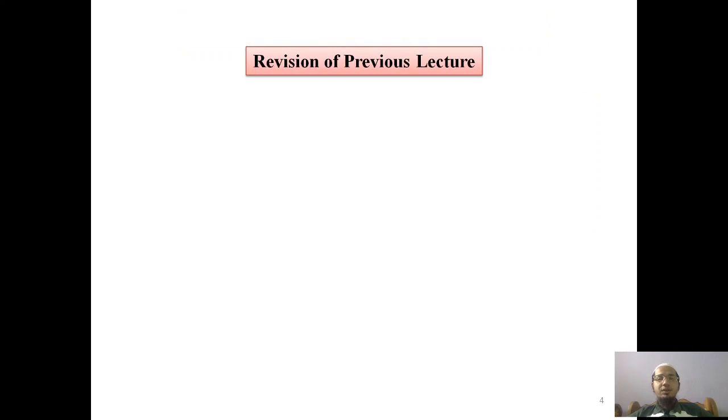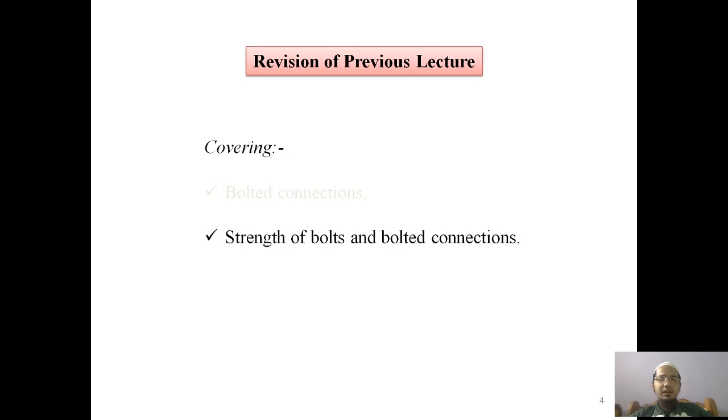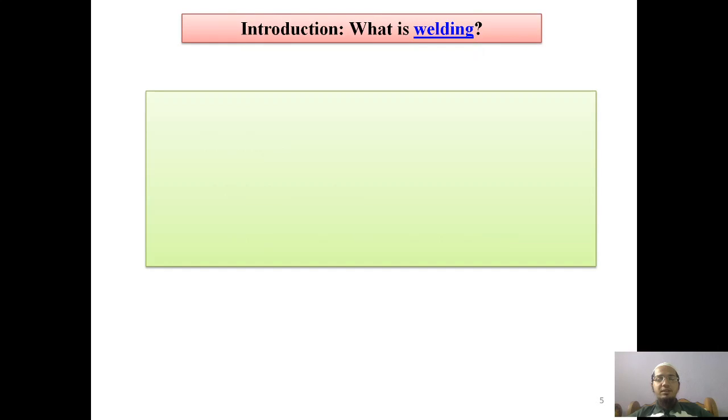So first of all, let's have a revision on the topics which we have already covered in previous sessions. In previous sessions we were discussing bolted connections, in which we have learned about different types of bolted connections, their applications, their advantages, different types of bolts, their advantages, strength, grades, etc. And also we have learned strength calculation for bolts and bolted connections, and after that we have designed a simple bolted connection. Now let's start our discussion on welded joints or welding.